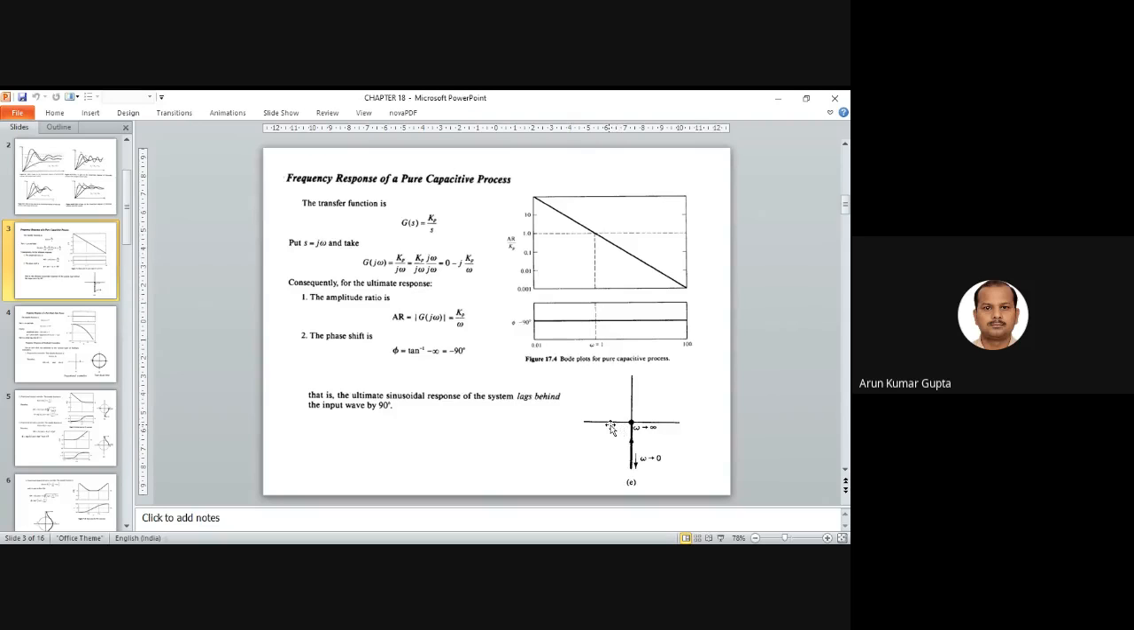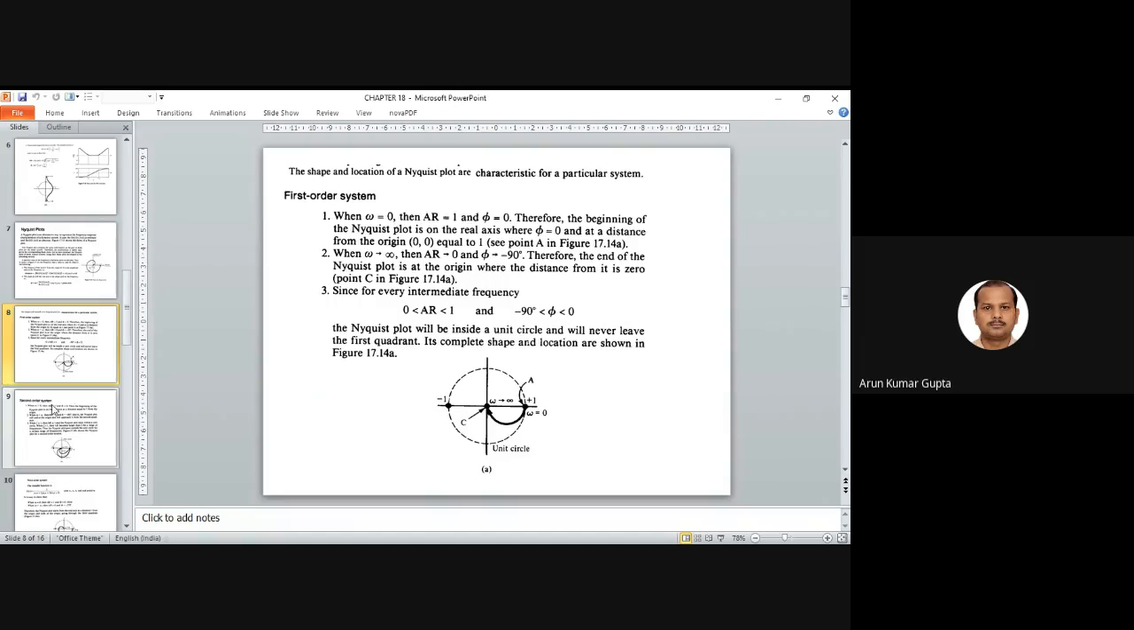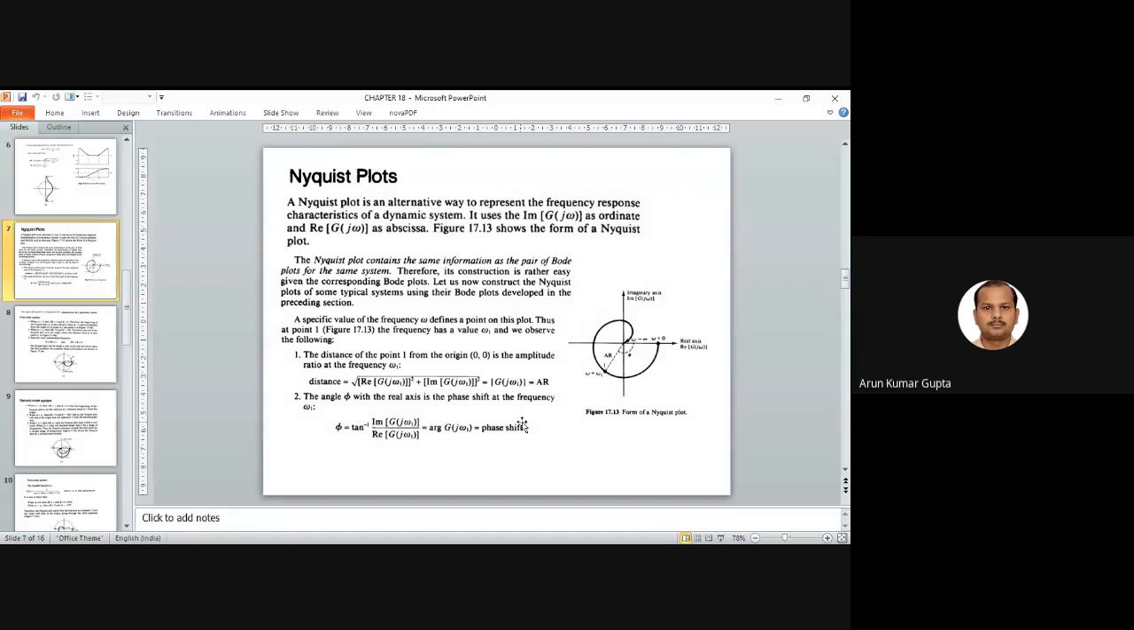Nyquist plot is basically, as we discussed, drawn on the real axis and the imaginary axis, and we calculate it as in a Bode diagram. We have two plots in conjunction. One is for the amplitude ratio, the other one is for the phase angle.